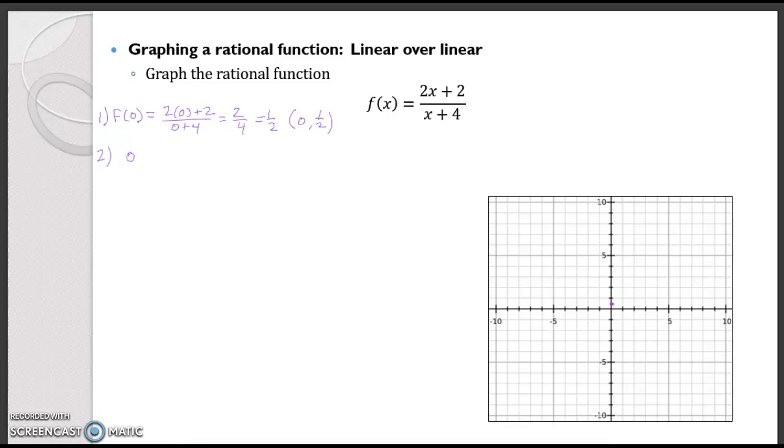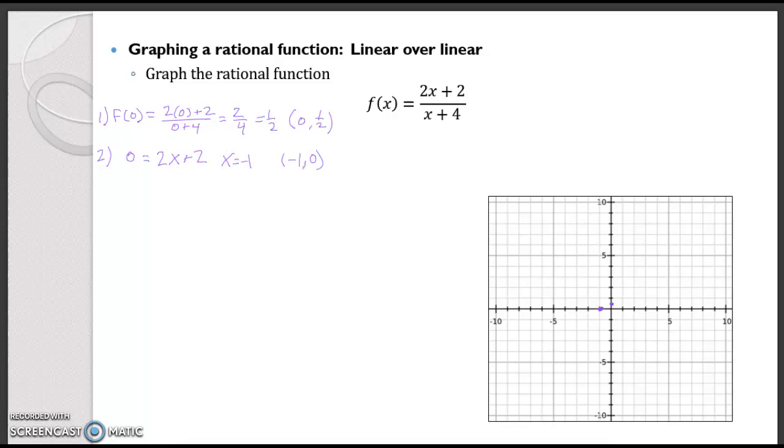My second step is to find my x-intercept. So that's when y is 0. I can set it equal to this whole thing, but I'm going to multiply by x plus 4 on both sides. And I'm going to end up just getting 0 equals 2x plus 2. So I'll go ahead and solve that by subtracting 2 from both sides and then dividing. And I'll get x equals -1. So I have an x-intercept at -1 and 0. Which is here.